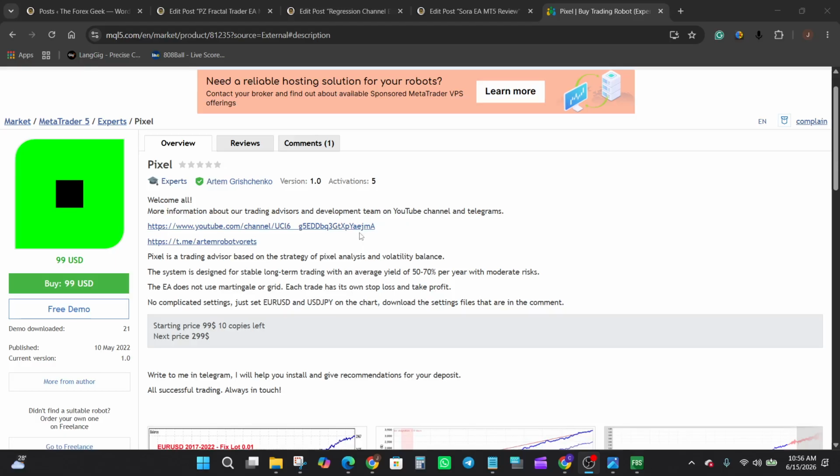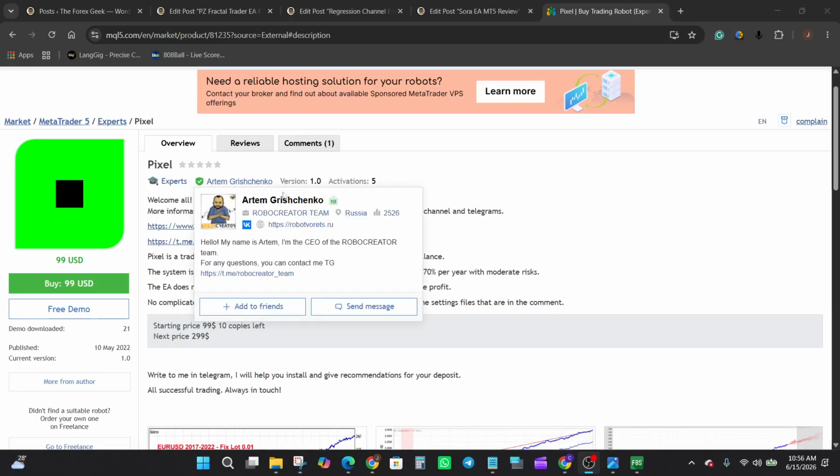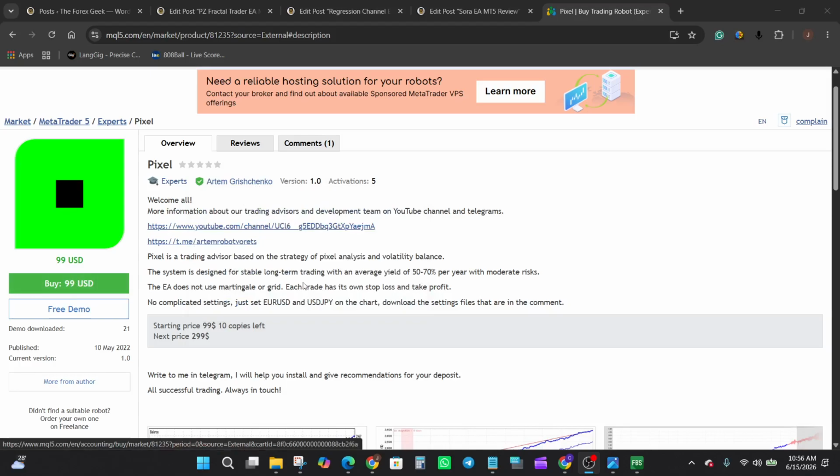Okay, looking at the listing, the EA is developed by Artem Grishchenko and is currently priced at 99 US dollars. According to the description, this is the introductory price, with the developer stating that only a limited number of copies are available before the price increases to $299. The current version shown is 1.0.